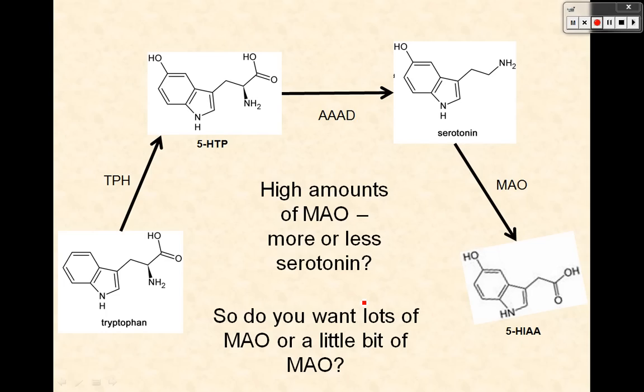But in general, people are much more likely to have too much MAO than not enough. So it's much more common to be depressed than to have what's called serotonin syndrome. Most of us have never heard of this because it's just really not that common. But what is a lot more common is depression. And that is caused by having too much MAO.